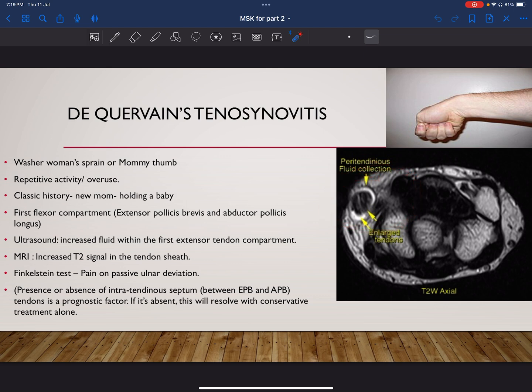Okay, on ultrasound there is increased fluid within the first extensor tendon compartment. MRI shows increased T2 signal in the tendon sheath. There is a test known as Finkelstein's test, where there is passive flexion of the wrist, as seen here.